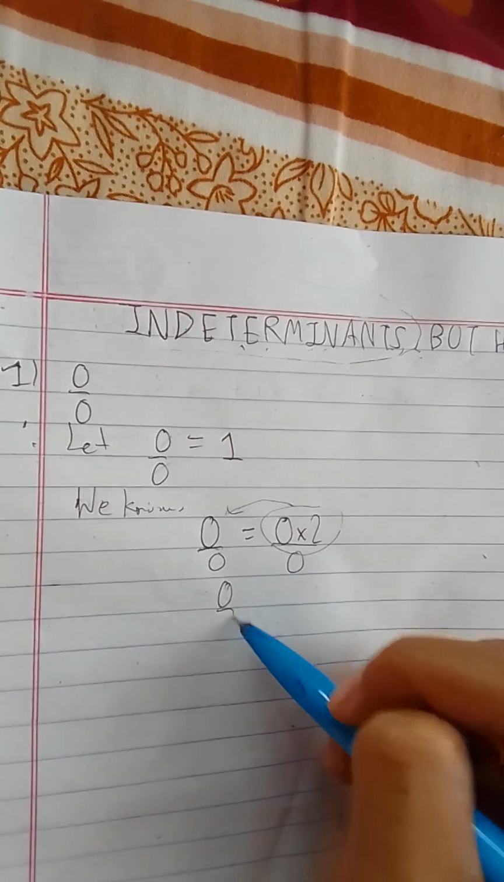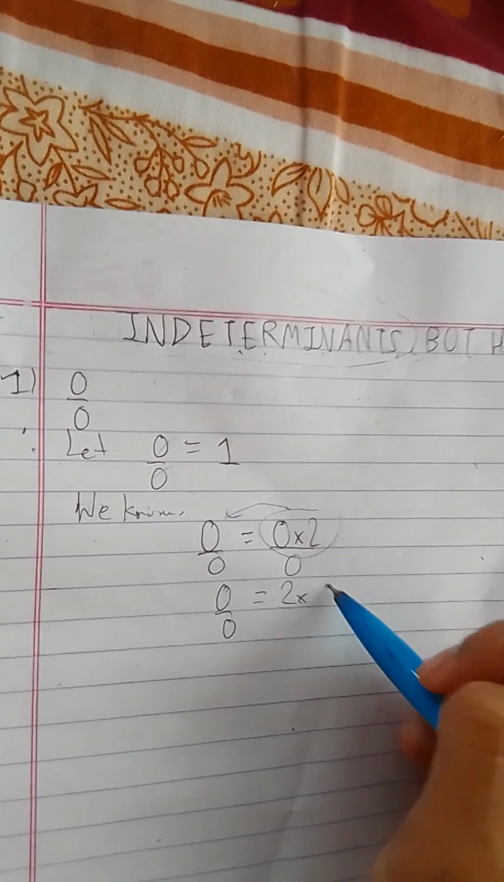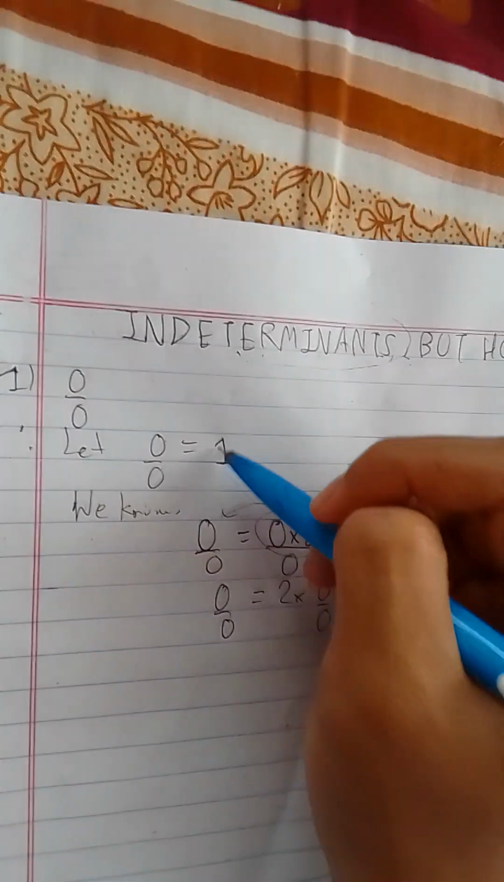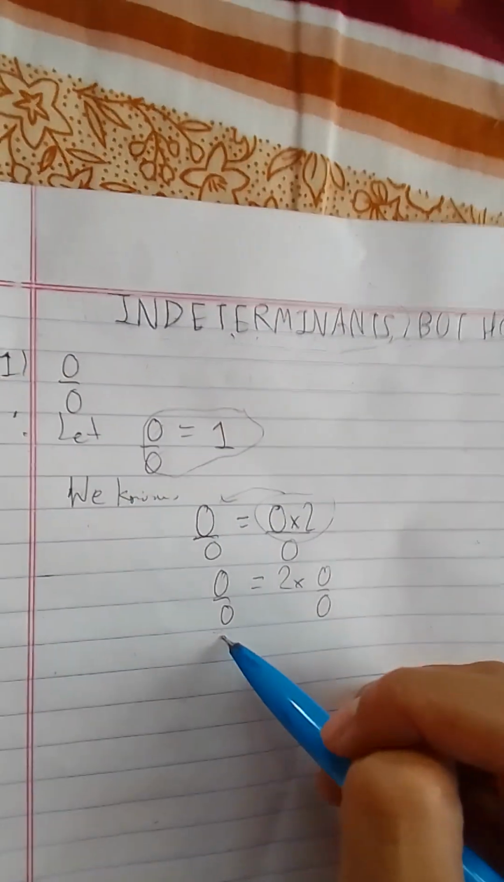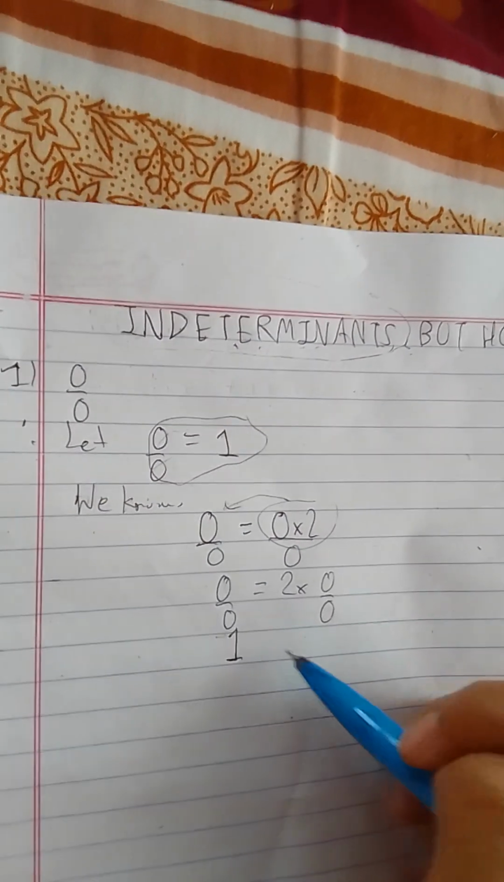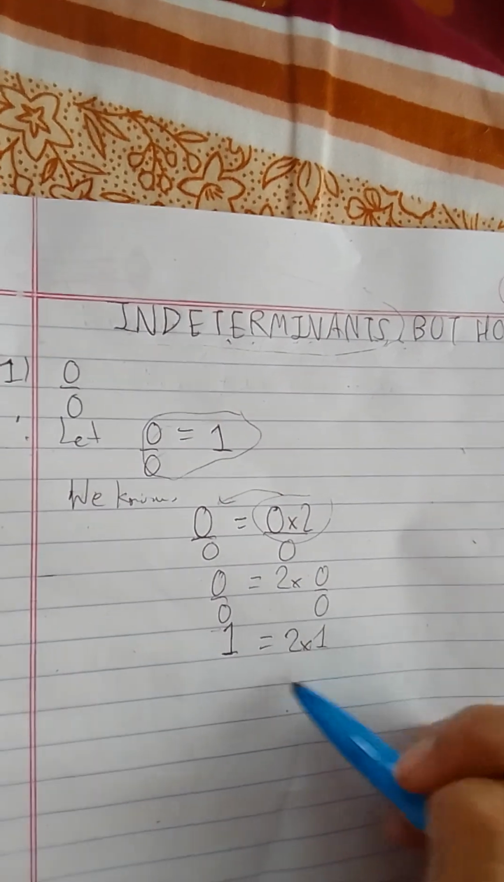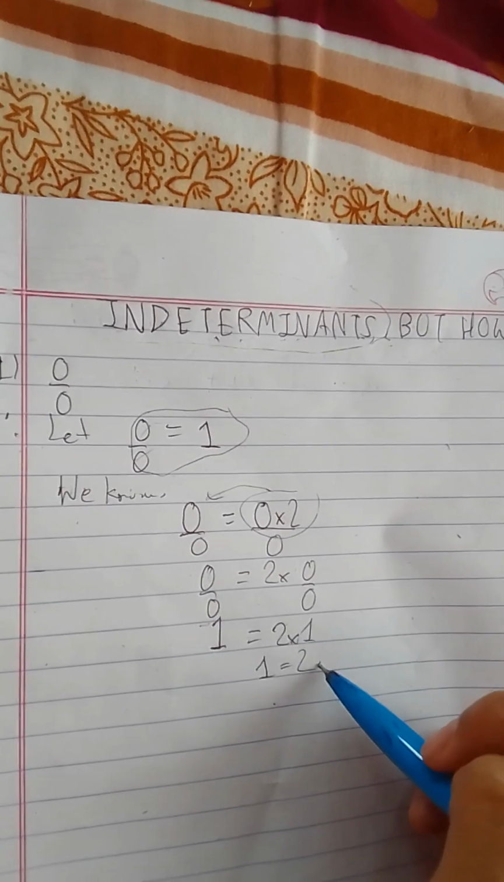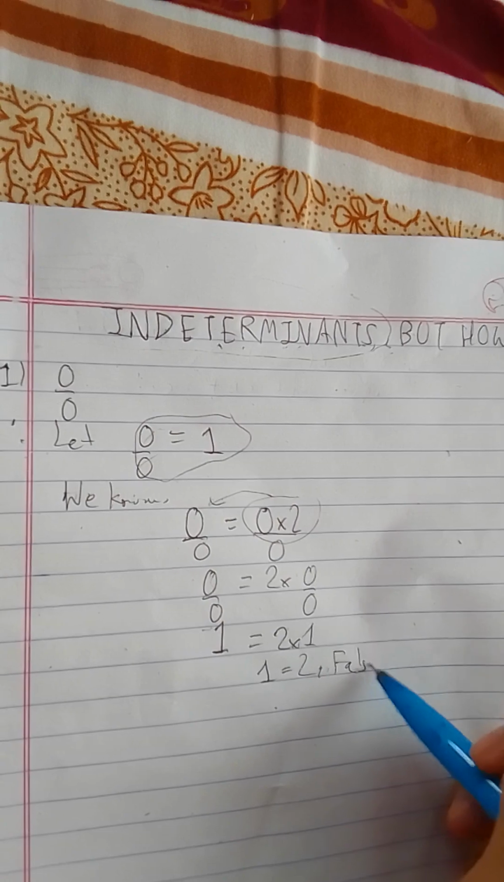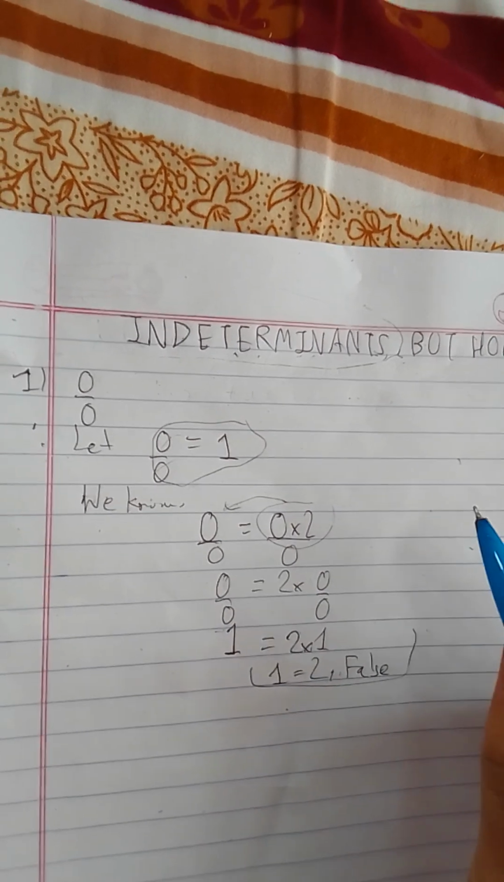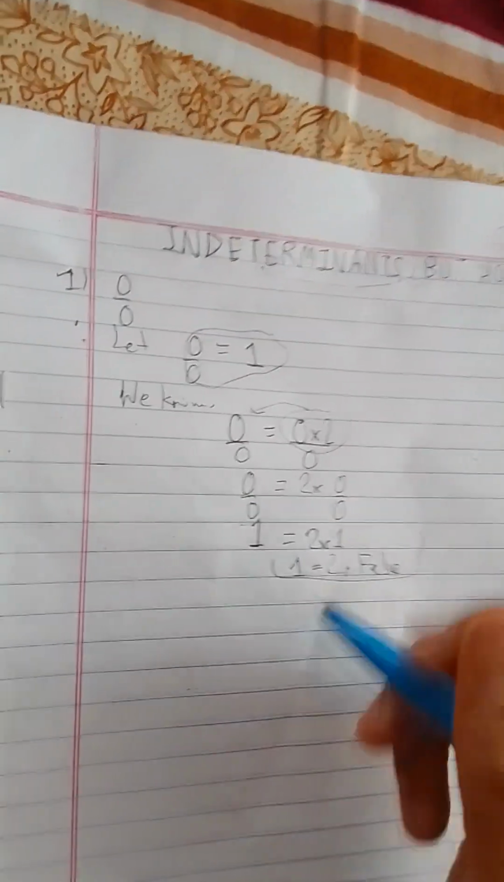We end up with 0 by 0 equals 2 into 0 by 0. Now from here we can put in the value of 0 by 0 equals 1, so 2 into 1. So we get 1 equals 2, which is false. So we have a proof by contradiction.